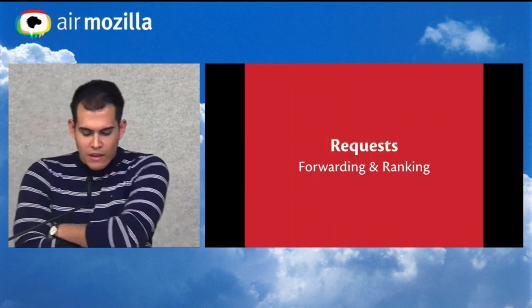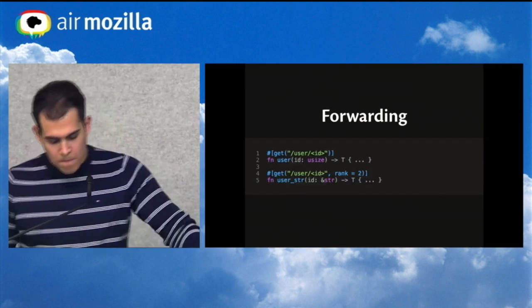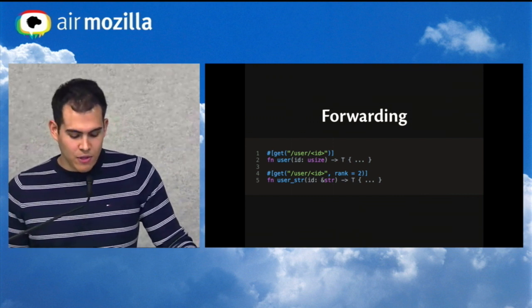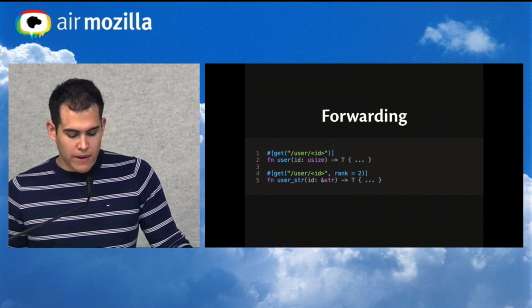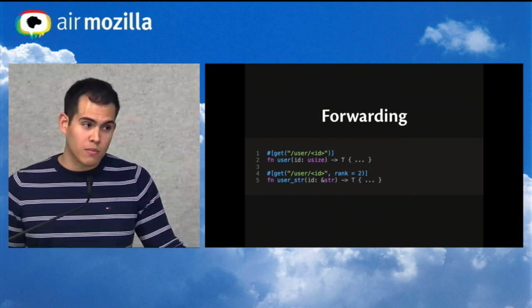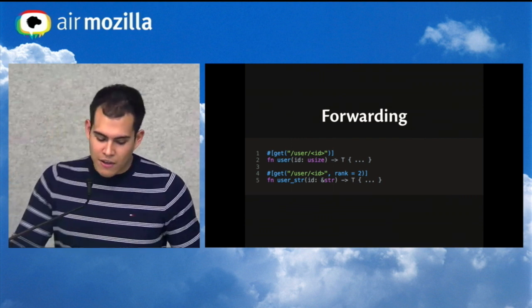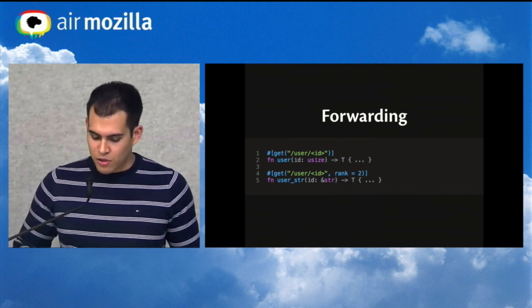Okay, so let's talk about that forwarding thing I talked about. Here we have two routes, user and user stir. The user route matches against an ID as a dynamic segment, but so does user stir. The difference is the type of ID. In the first one, we have a usize. In the second one, we have a string. And you see this rank equals 2 thing.